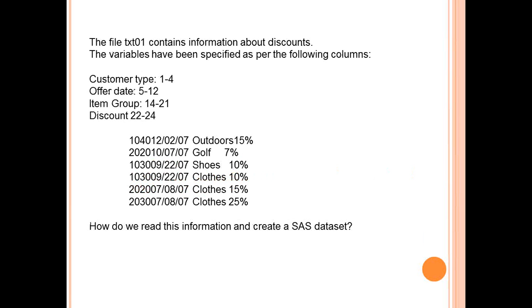So they said the file text01 contains information about discounts, and the variables have been specified as per the following columns. Customer type, they have given a value of 1 to 4. Okay, so customer type, then offer date, that is from 5 to 12.